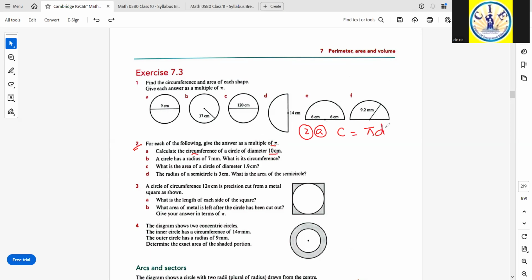We studied this formula, pi d, for the circumference as well. So pi as it is, diameter is 10. So this is going to be 10 pi centimeters.